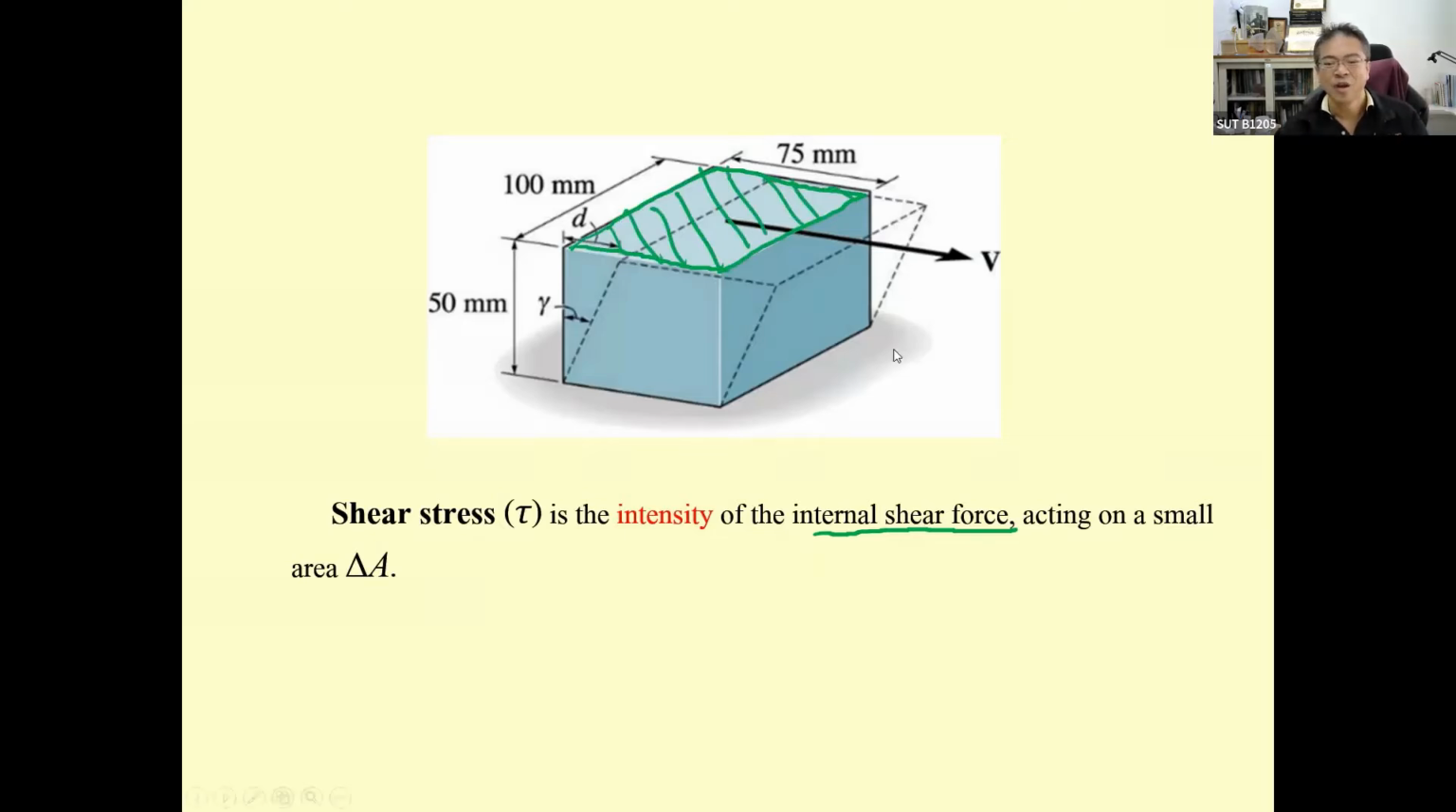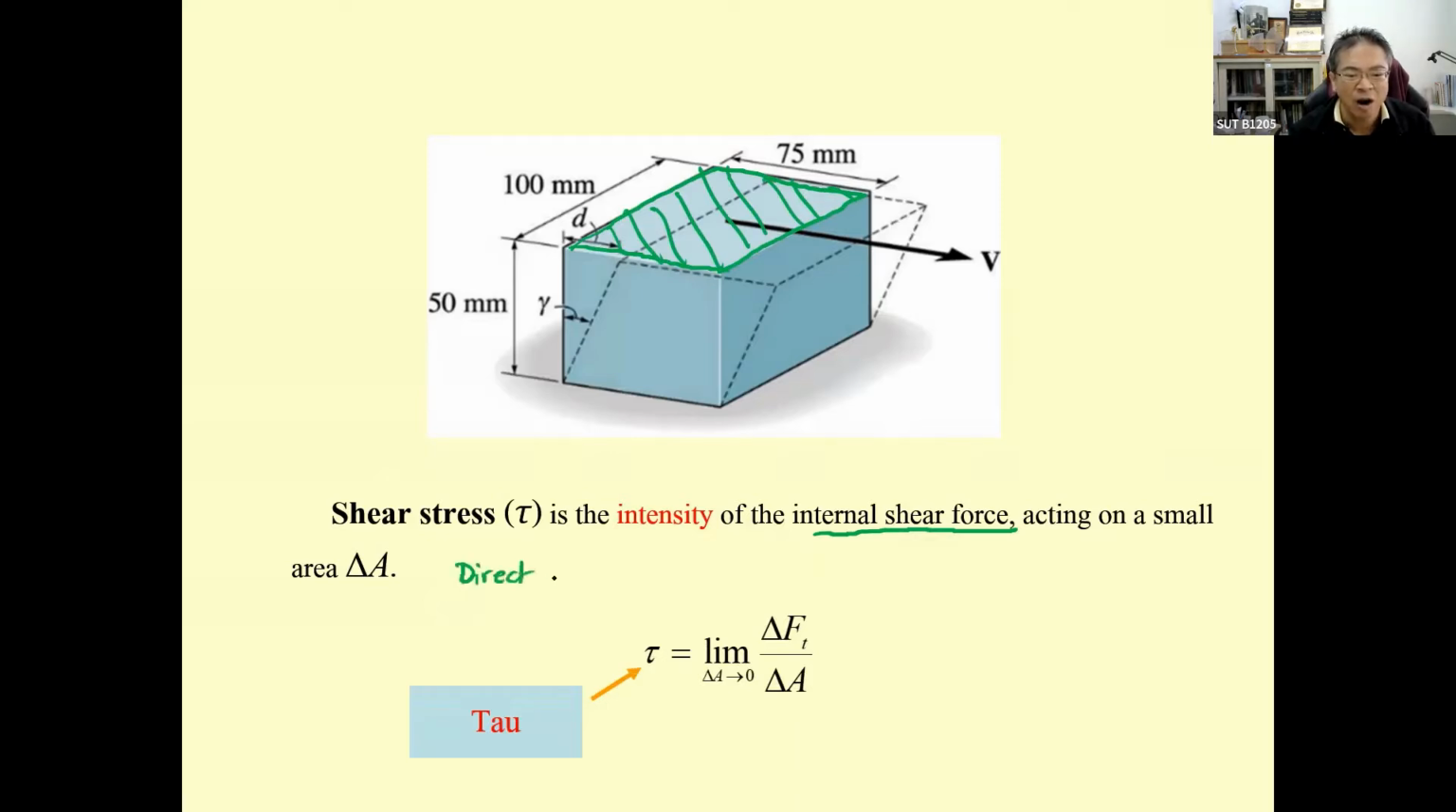And this one we call the direct shear. The symbol is tau. This may be called direct shear stress. There are many kinds of shear stress, one for the torsion, one for the transverse shear. But this one is the simplest shear. We call it direct shear.